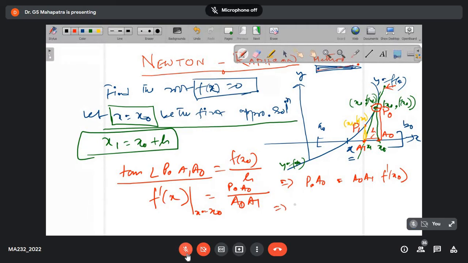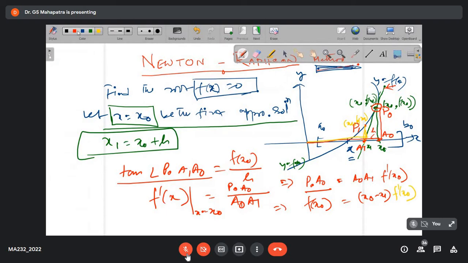Not x. No, A0 A1 is h. I am asking this one, P0 A0, f of x0. Fine, f of x0 equals to A0 A1. What is that one? H. Fine. Can I write this one? H equals to x0 minus x1. x0, and this is x1. Fine. So the answer is this one, f dash x0.